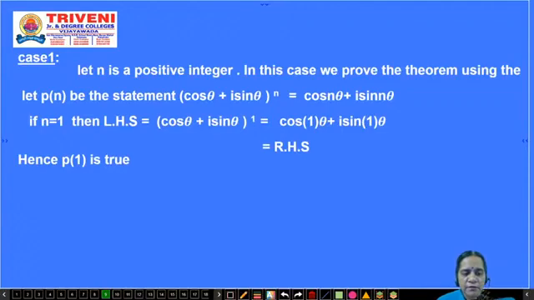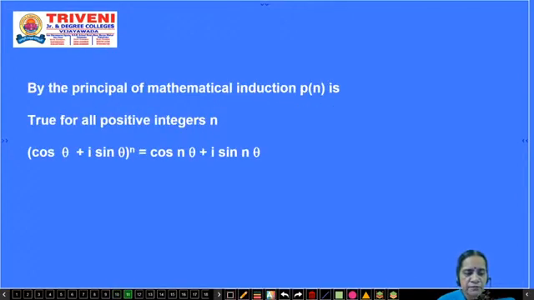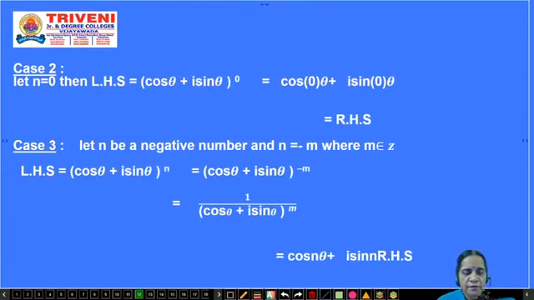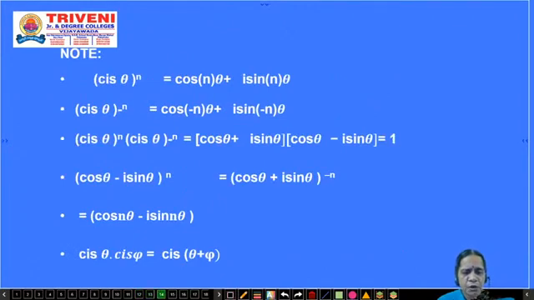That is, first we have to take the value n is equal to 1, then LHS is equal to RHS. Assume the value of n is equal to k, and then take n is equal to k plus 1. In the first case, this will be proved by mathematical induction, and in the second case we have to take n is equal to 0, and third one is n is equal to minus m. Some formulas are there. These formulas are most important and useful in this chapter.